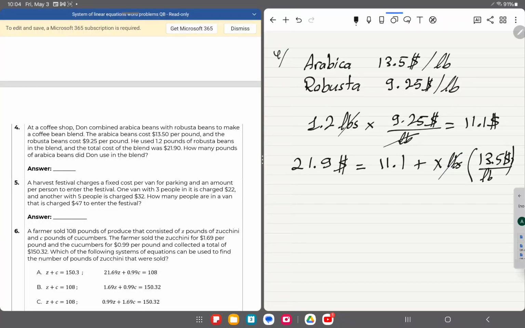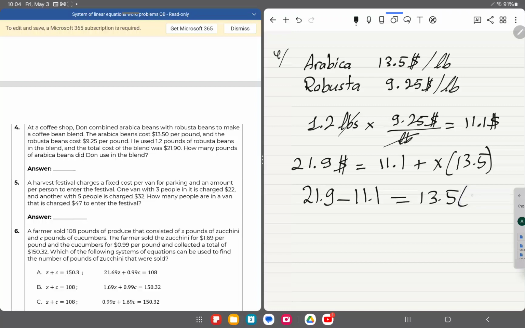Using the units, you're going to remove them, so it's not a good idea to check. No, wait, maybe I used the units wrong. This one is pounds, and I'm checking how many dollars. You don't really have to think about the units over here. You just need to consider that X is how many pounds I got, times 13.5 per pound. So 21.9 minus 11.1 is equal to 13.5x.